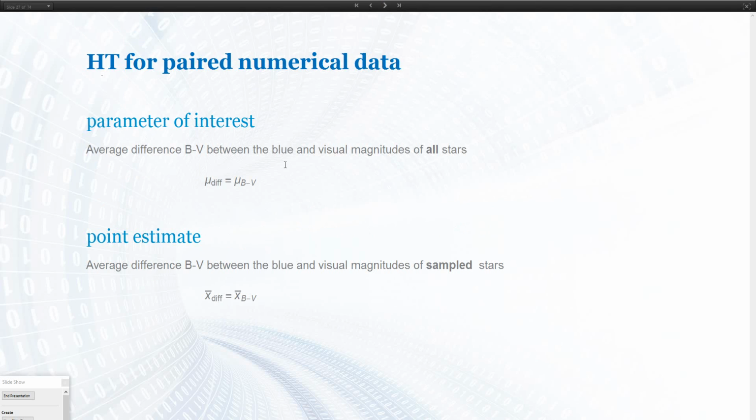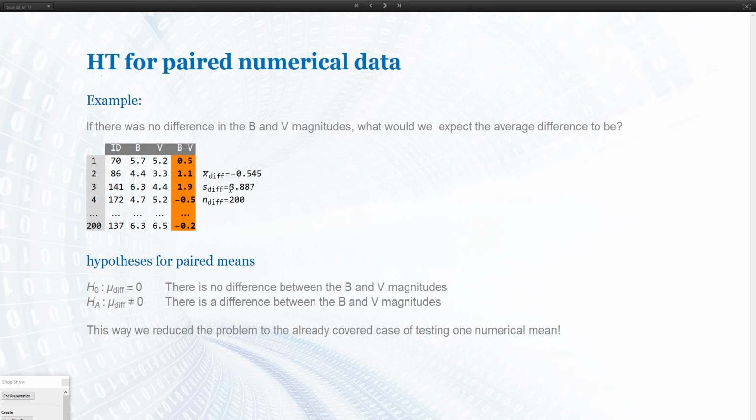So the parameter of interest here is the average difference B minus V of all stars. The point estimate is the difference in our sample, where we can do the statistics. So here the mean value is minus 0.55. We have a standard deviation of almost 9, and we have 200.